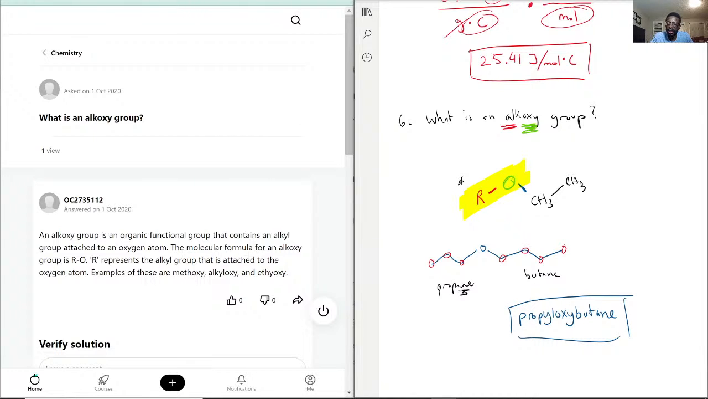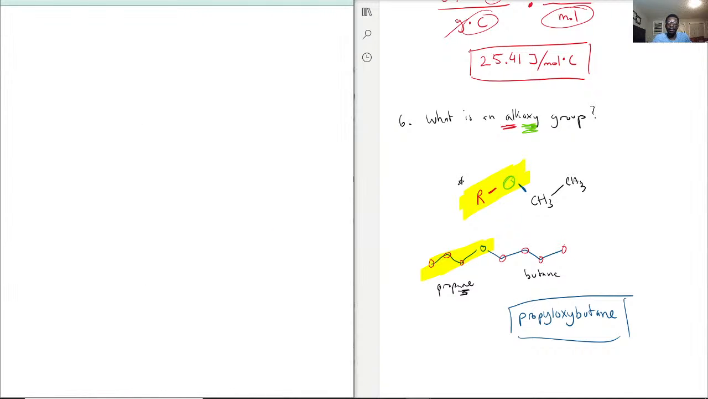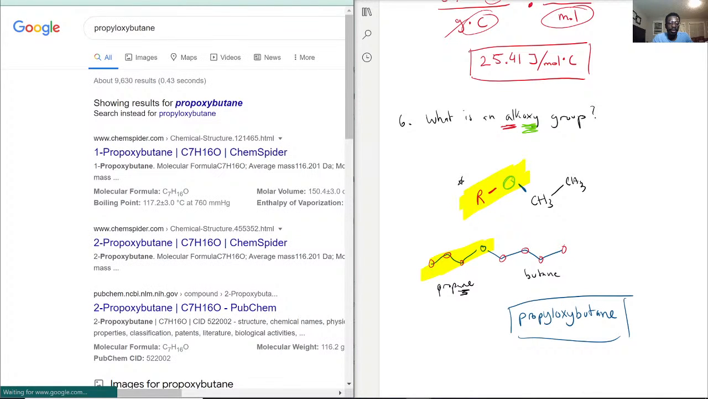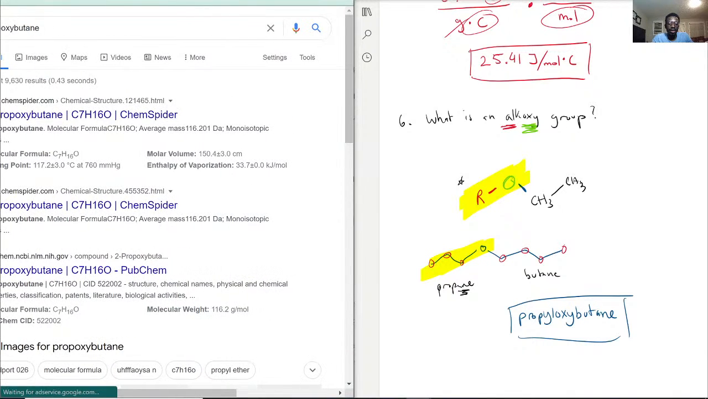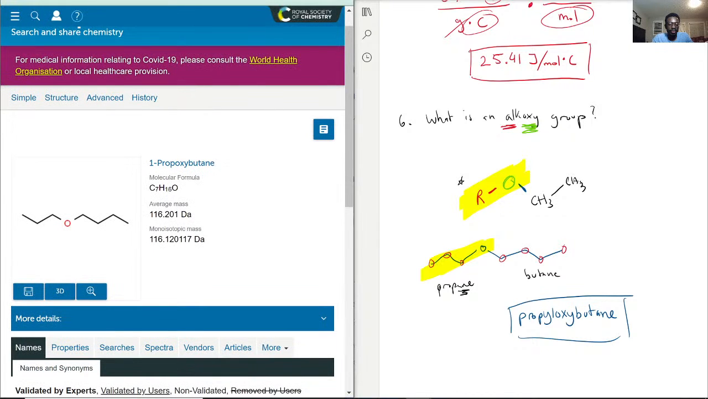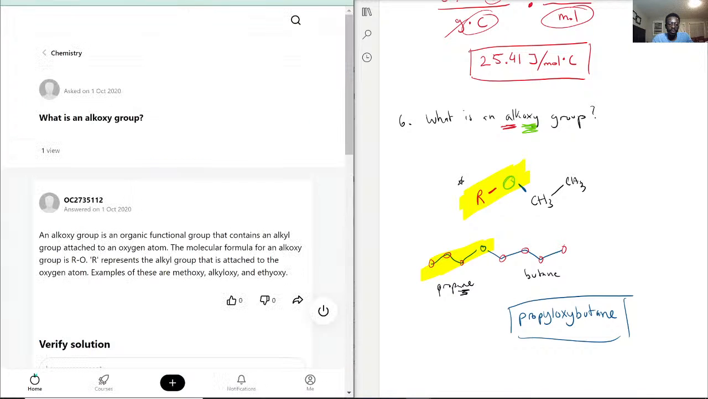But the thing that they're focusing on is the alkoxy group. That would be the propane plus the oxygen. And just to make sure that I am saying that right, let's see, propyloxy butane. Oh, propoxy butane. That does sound a lot better. Let's see, yep, there it is. 1, 2, 3, oxygen, 1, 2, 3, 4. So I have to fix that name real quick.